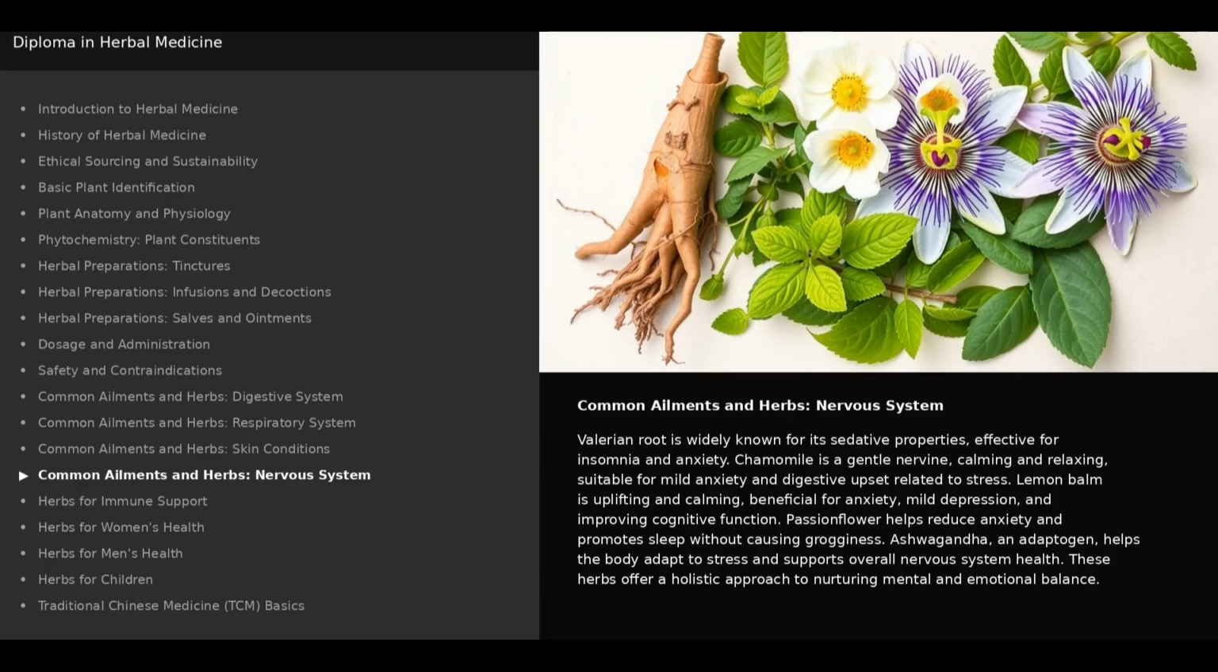Ashwagandha, an adaptogen, helps the body adapt to stress, and supports overall nervous system health. These herbs offer a holistic approach to nurturing mental and emotional balance.